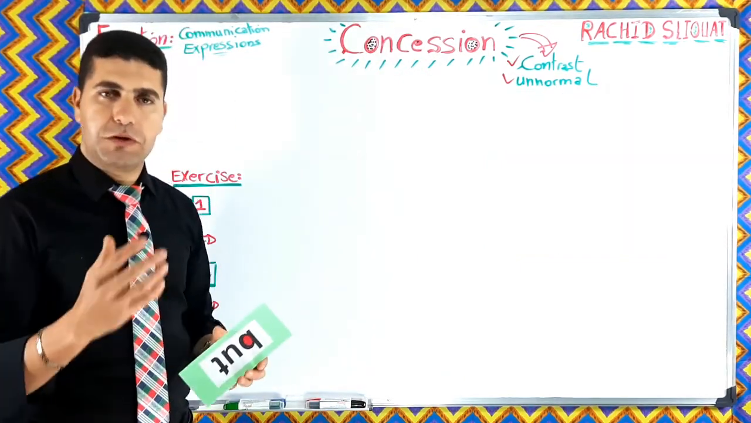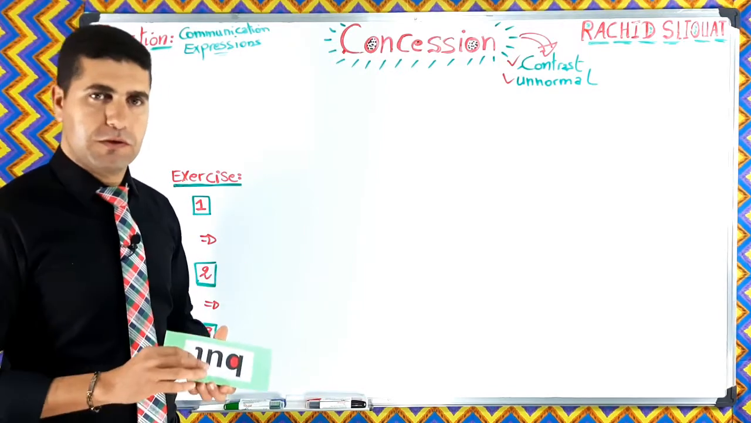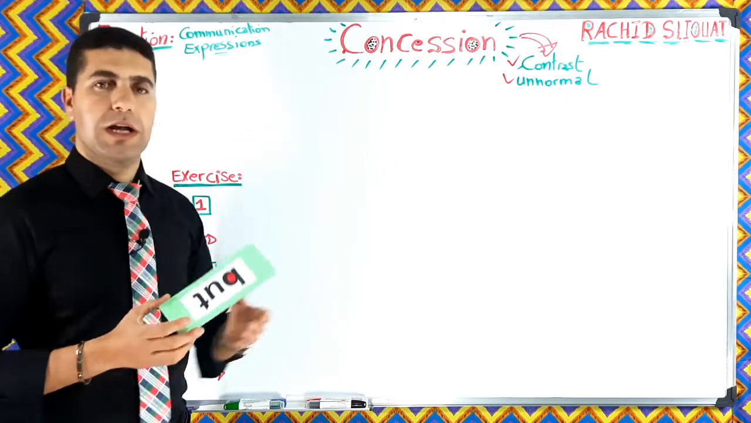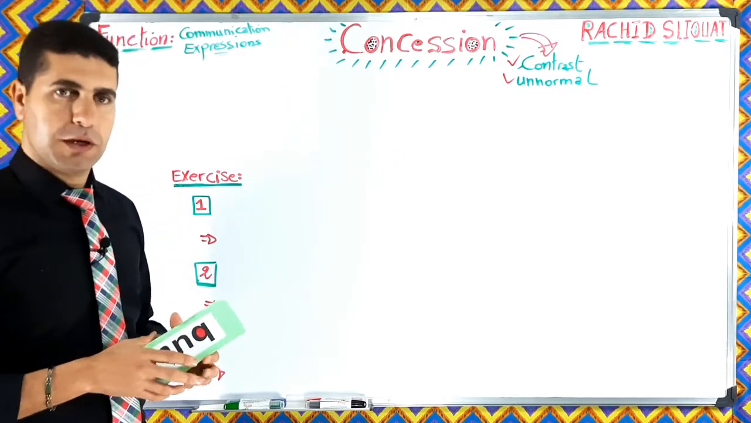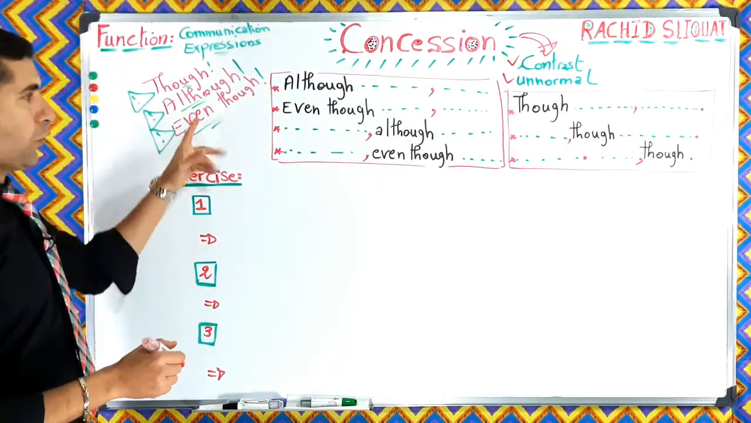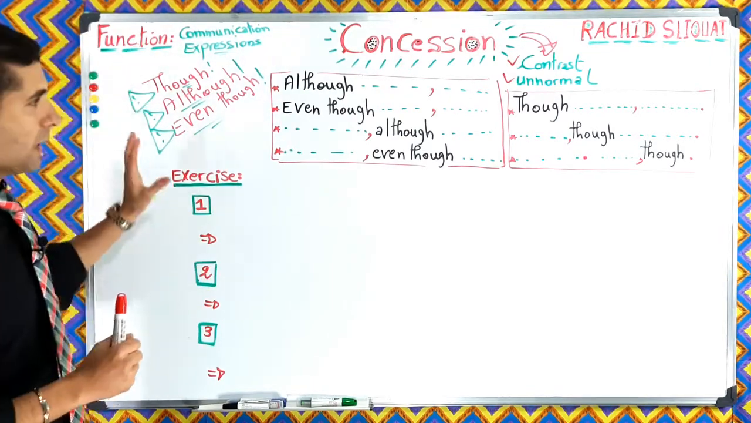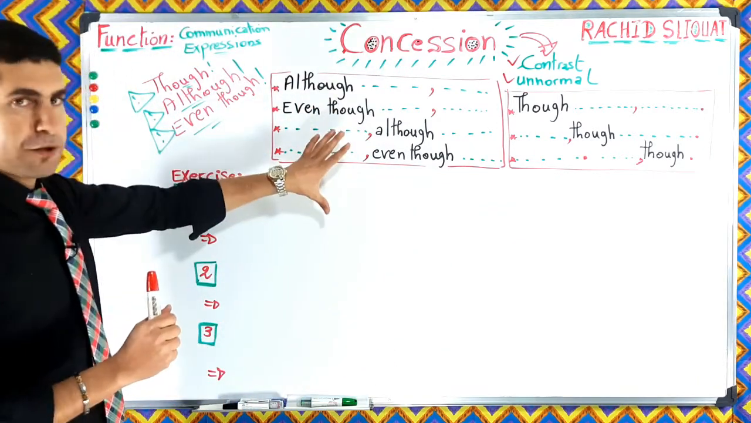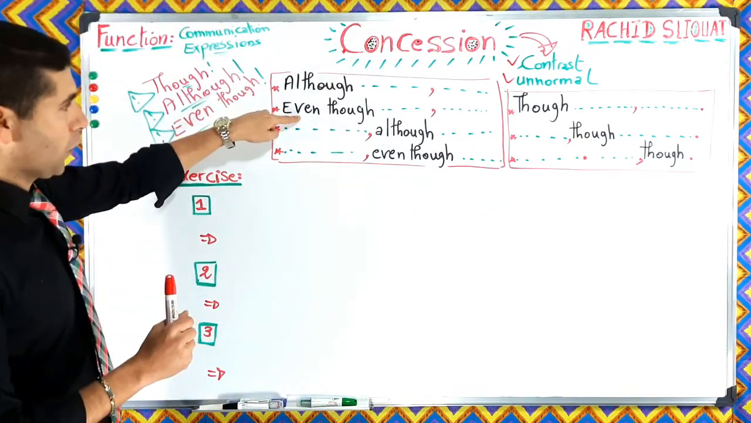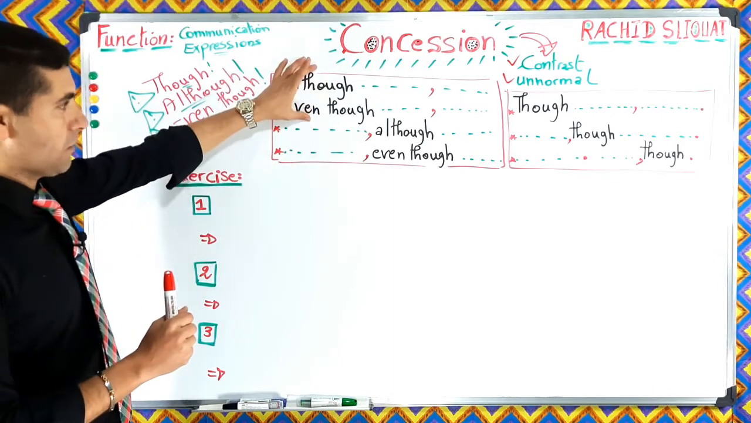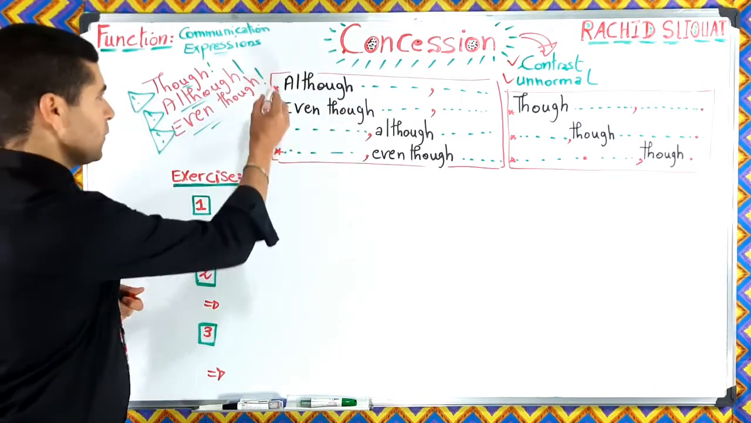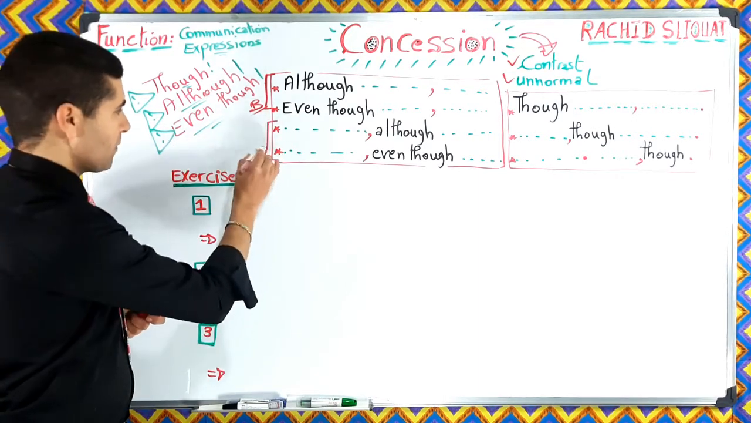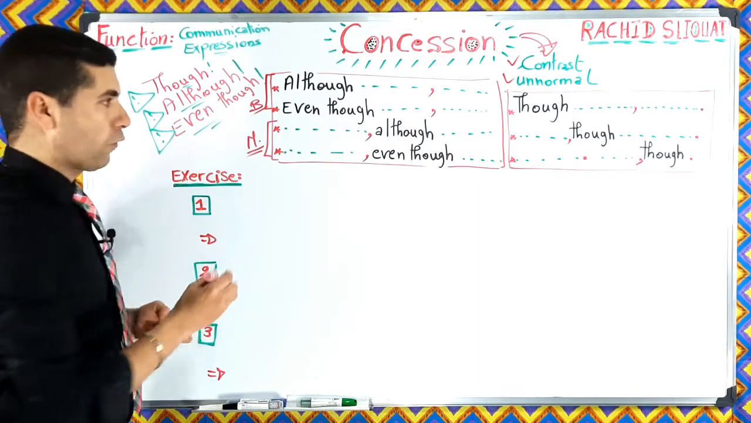In this episode, I'm going to give you other words and expressions that we can use to express concession or contrast. These words are though, although, and even though. These words can be used in two patterns. In this pattern, although and even though can be used either at the beginning of the sentence or in the middle.